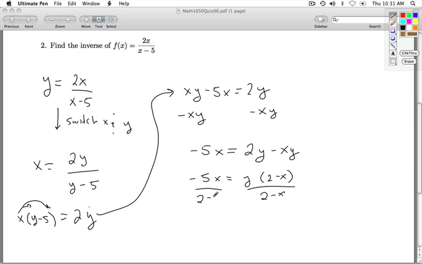Divide both sides by 2 minus x. And I get y equals negative 5x over 2 minus x. Now depending on how you solve this equation, you may have had this formula, or you can migrate the negative down to the denominator and get 5x over x minus 2. Either of these are fine.